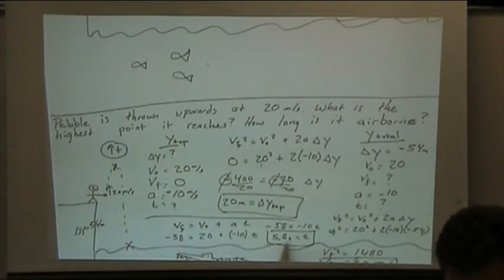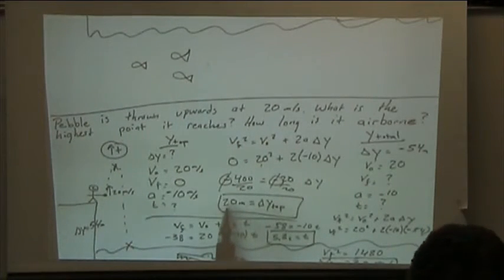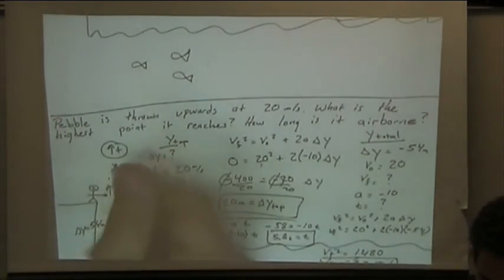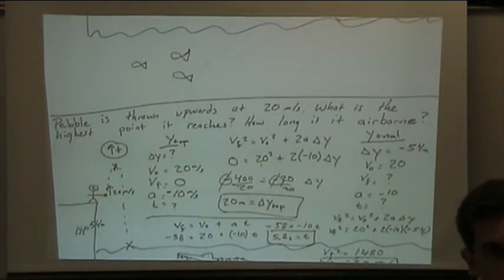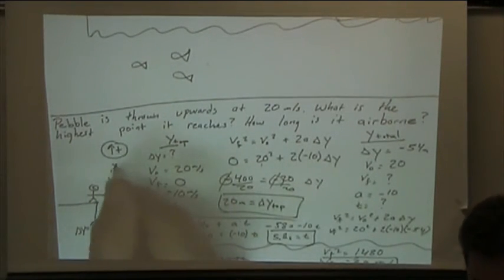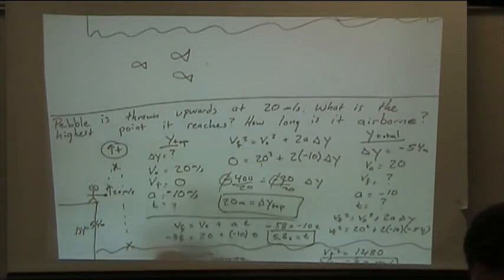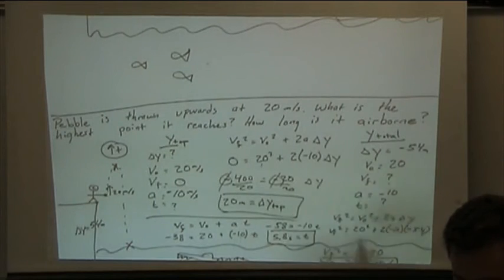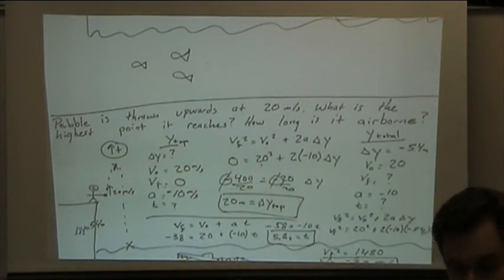Our final answer is going to be 5.8 seconds for the time and 20 meters above the height of the cliff. So that would be a total height of 74 meters, depending on how you wanted to express your answer. From the top of the cliff to the height of the throw would be 20 meters, total height of 74. So it's always important to make sure that you understand how the calculations fit in to the frame of reference.